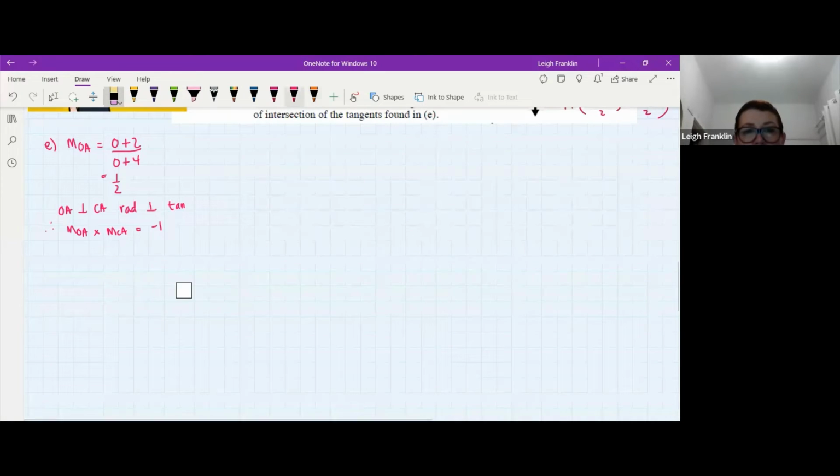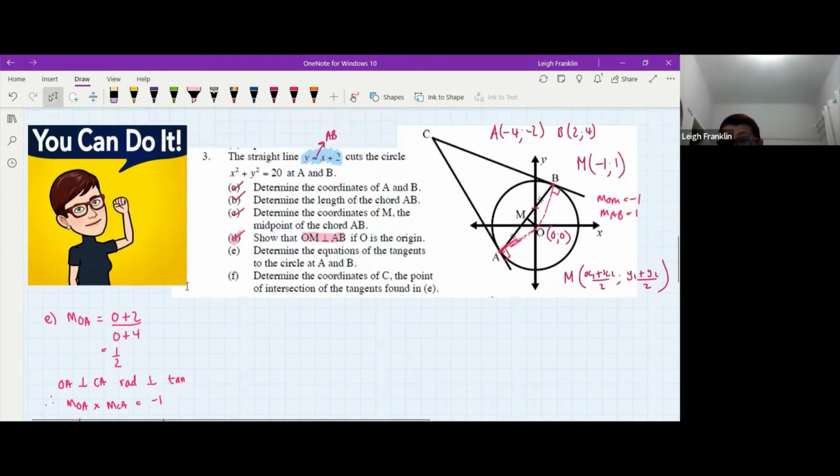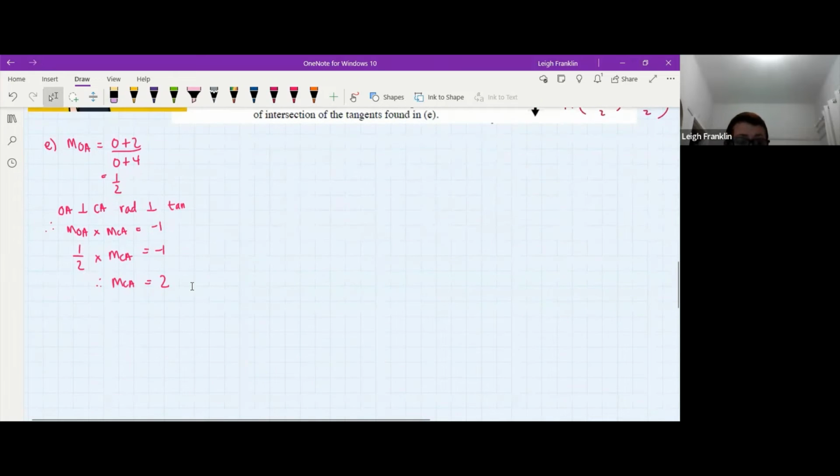All right, so now a half times the gradient of CA is -1. So therefore the gradient of CA has to be 2. Now we need to sub in a point that CA goes through. It goes through A. Remember A is the coordinates -4, -2. So at A, the coordinates are -4, -2.